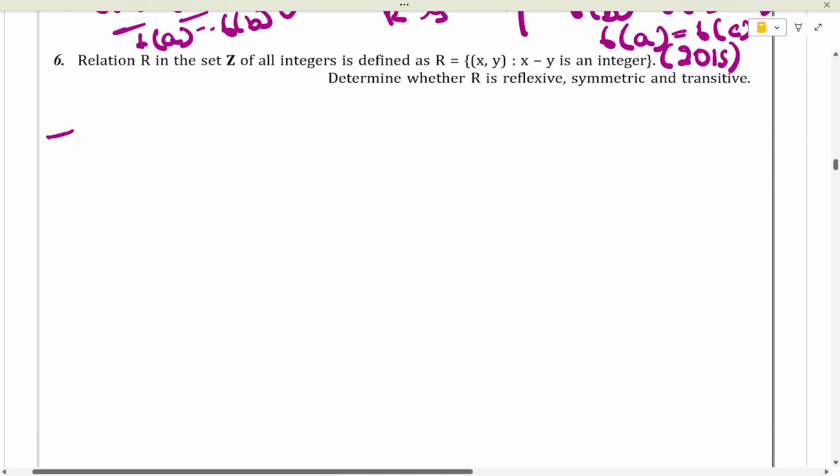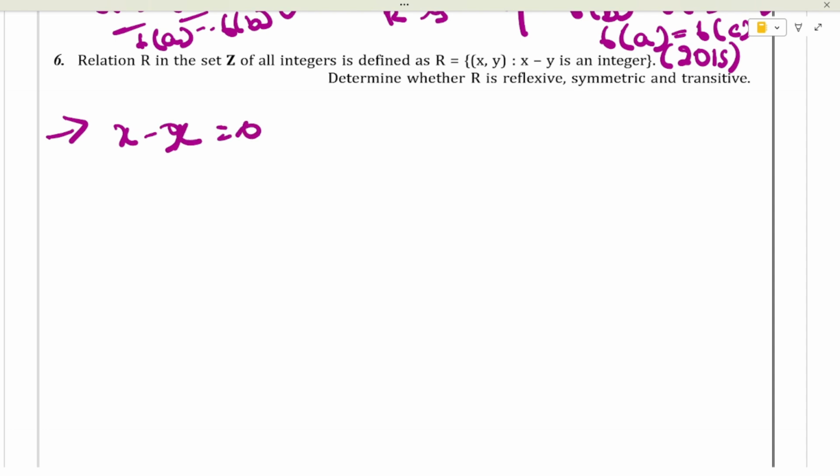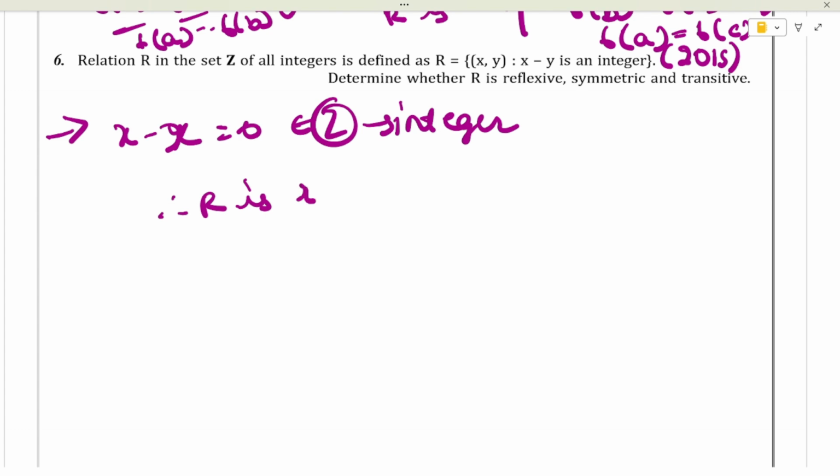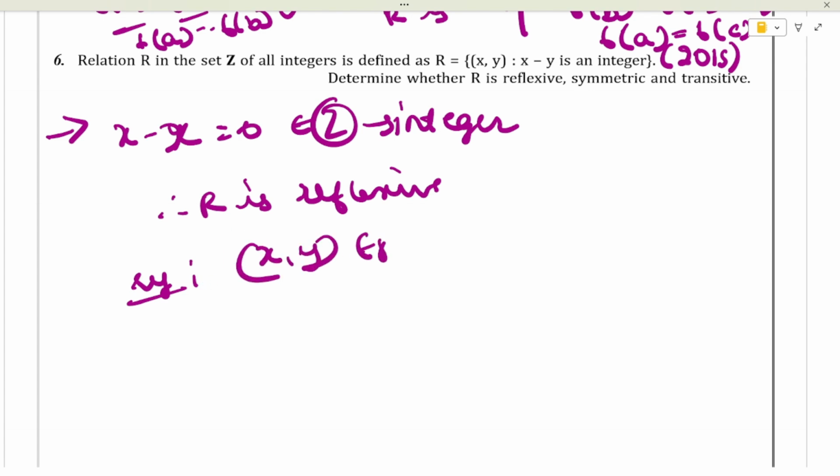Next question is: x minus y is an integer. They have given that x minus y is an integer. To prove reflexive, you have to take the same element, so x minus x will be equal to 0. That will also belong to Z. Z means integers. So you can say that it is reflexive.